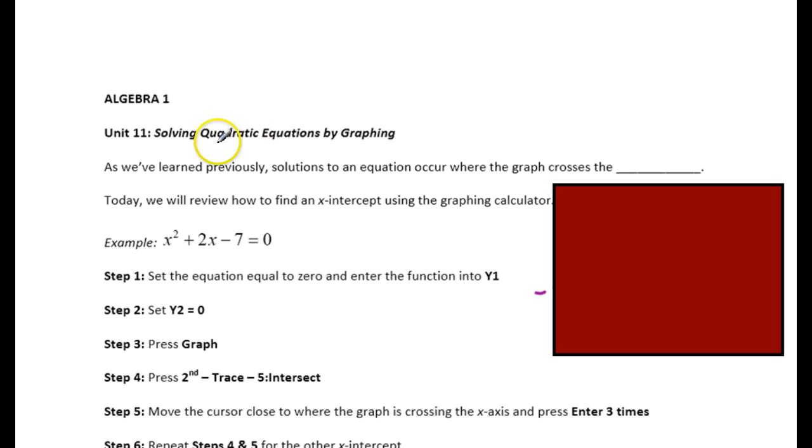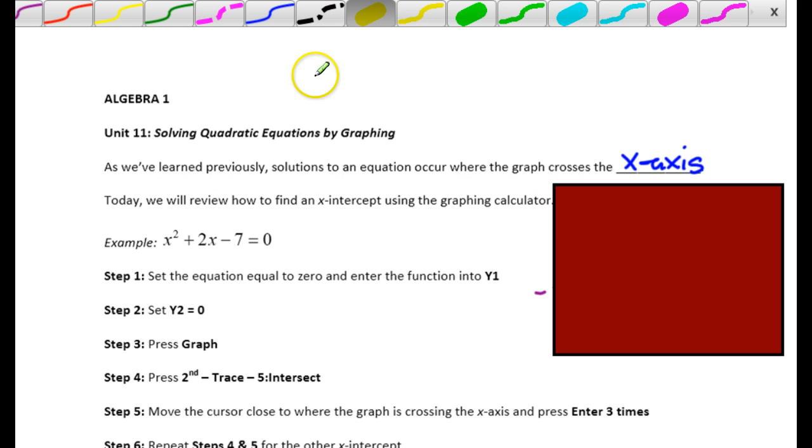Alright, so as we've learned previously, solutions to an equation occur where the graph crosses the x-axis. So all this chapter, when we've been finding the answers, really those answers are the x-intercepts. It's where they cross the x-axis. Okay? So today we'll review how to find an x-intercept using the graphing calculator.